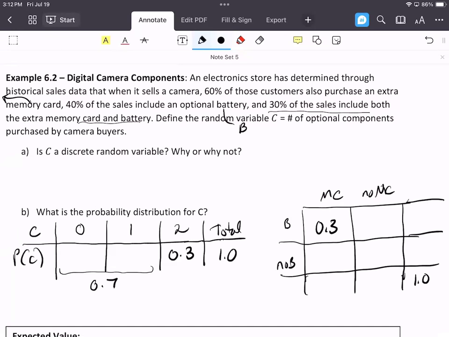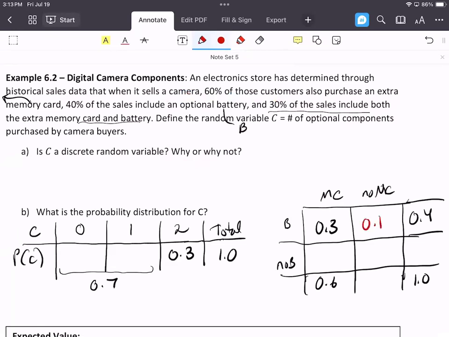Well, they tell us they purchase a memory card, but they don't tell us any information relative to the battery. And then 40% buy a battery, an optional battery. Perfect. Now, hopefully you're thinking, oh, wait a minute, this now looks familiar. I can fill this in. Remember, everything has to total to the appropriate number.